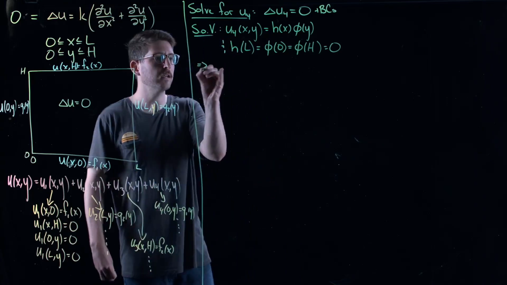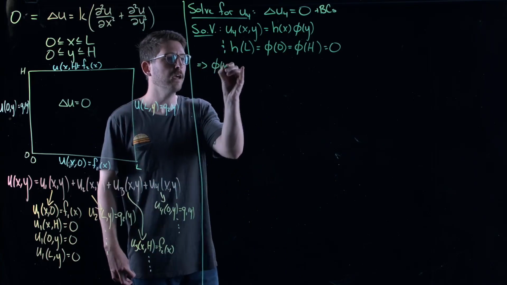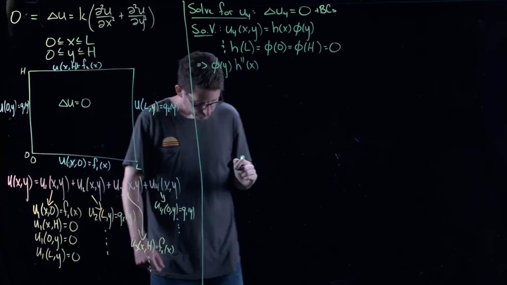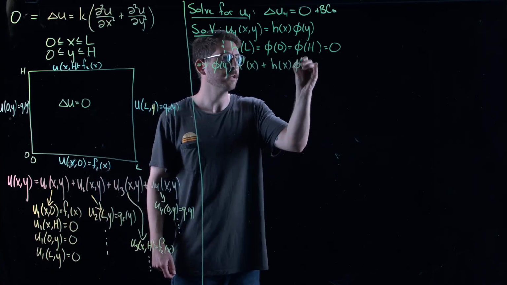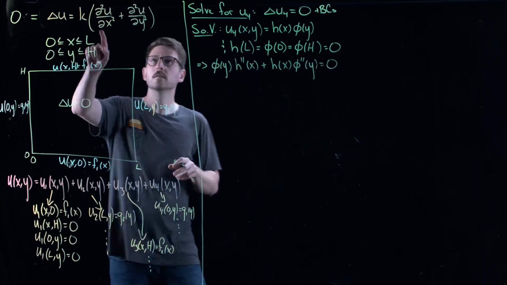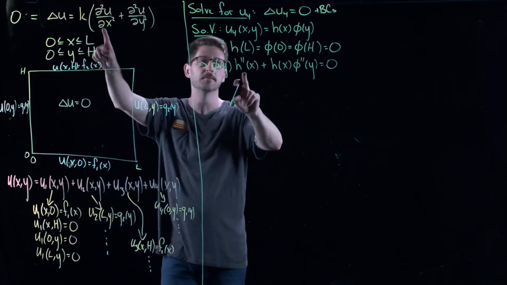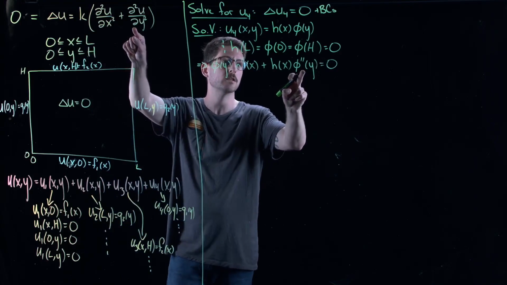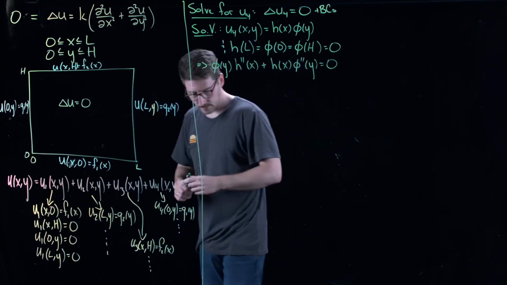Okay, so what does my separation of variables give me? I get phi of y times h double prime of x plus h of x phi double prime of y is equal to 0. Why? It's just a sum of second derivatives, right? Second derivative in x gives me 2 derivatives in h. Second derivative in y, 2 derivatives in y. Slightly different than what we had previously, right?